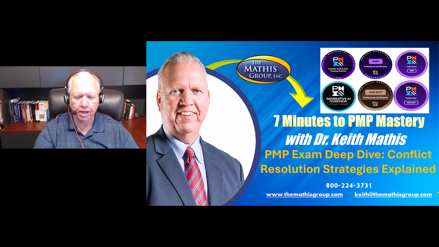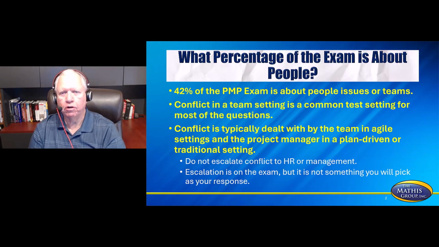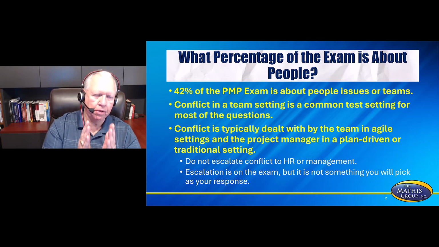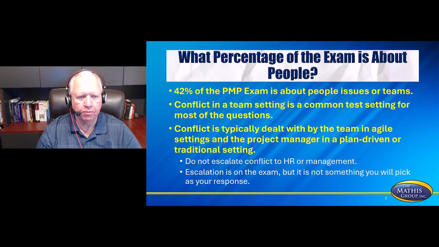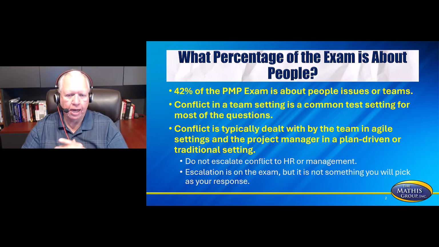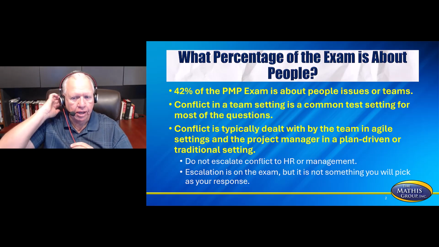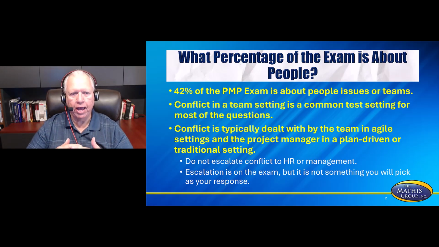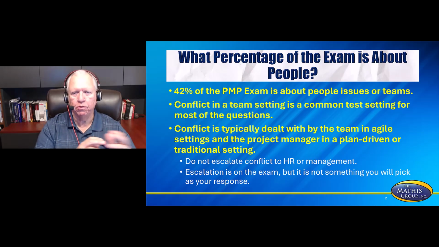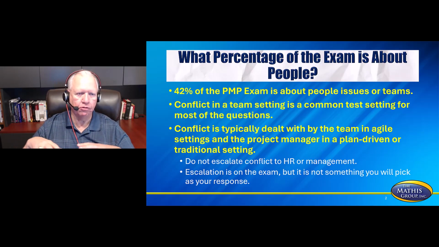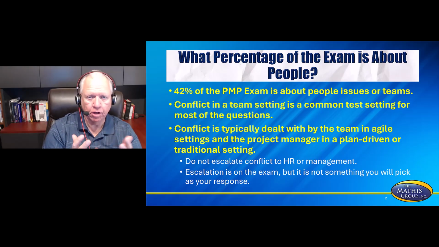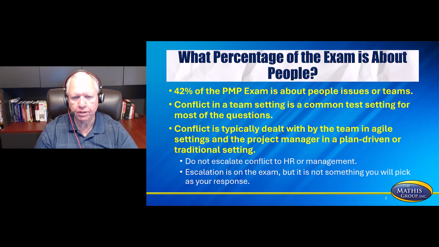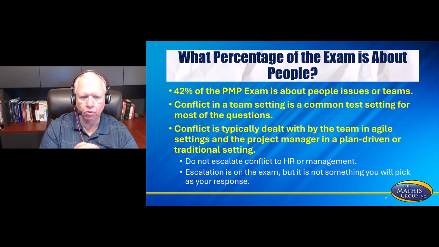to have some conflict. So let's start off with the percentage of the exam that is about people. 42% of your exam is about people. Now, this is where conflict typically sets in, because it is about people. What happens is that you've got conflict, you've got teams. And so even though they say people, they're going to talk about all the different aspects of people, and conflict is obviously going to be a topic of that. Conflict in a team setting is a common test setting for most of the questions.